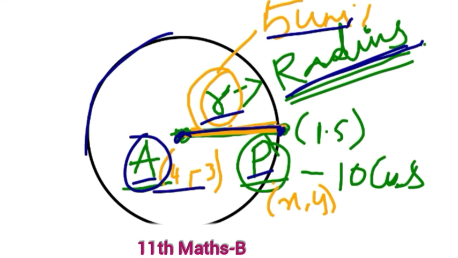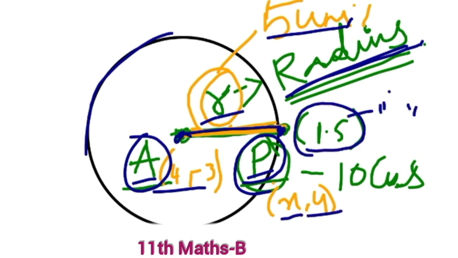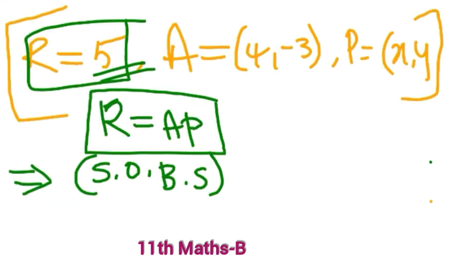Point A is (4, -3), and capital P is (x, y). Okay, got it? So here I wrote it as a line segment. Next, I have written again r is equal to 5, A is equal to (4, -3), and P is equal to (x, y). So here we got this equation also, right? How did we get the equation?